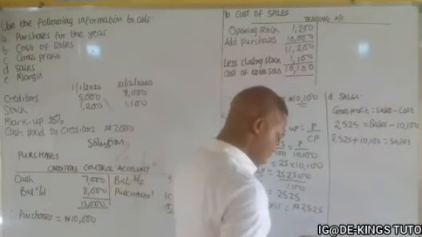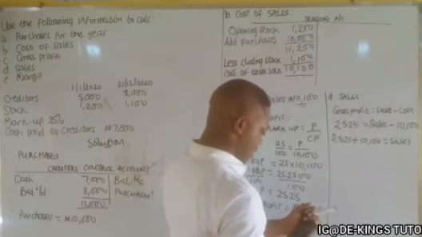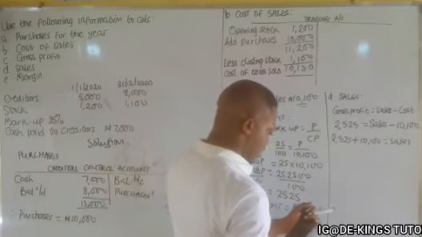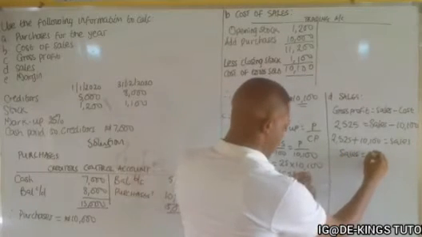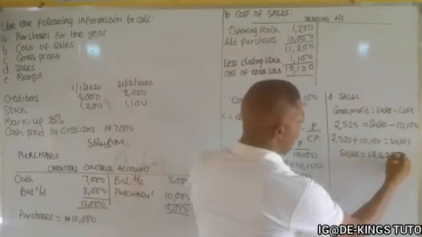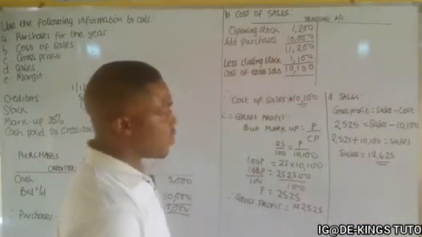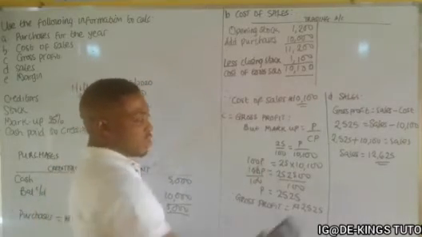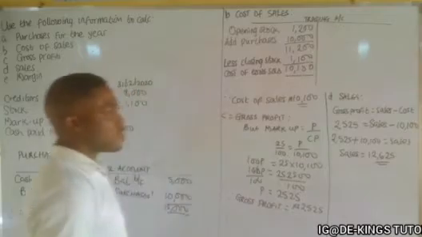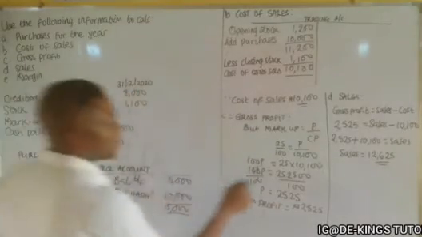So this is now 2,525 plus 10,100, which will give us our sales as 12,625. Invariably, sales is gross profit plus cost price. That's what will give you the sales. So that is 12,625. Okay? So the next one and the last one is the margin.